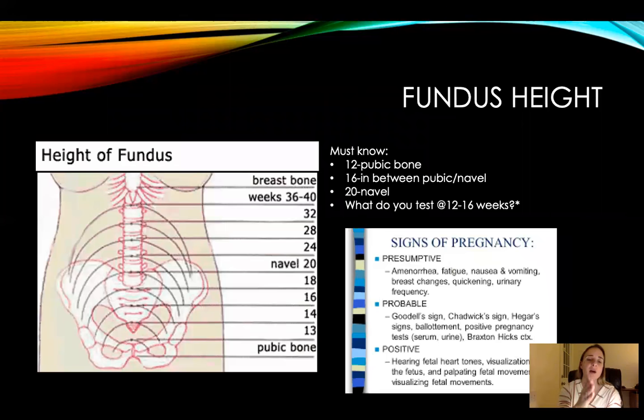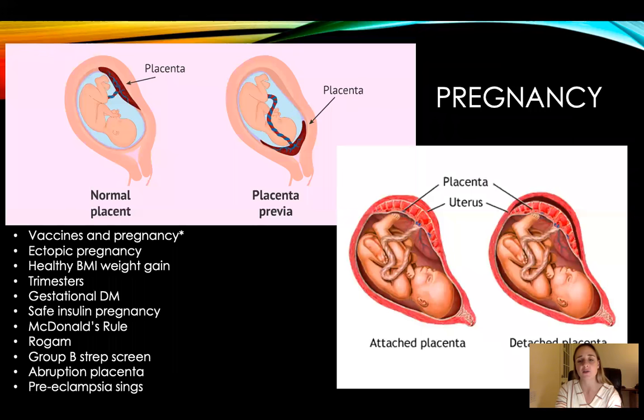We talk about the height of the fundus, because the test may ask you, at what fundal height should the fundus be at week 12? And you should know it's at the pubic bone. You don't have to know the numbers, but you have to know 3 of them. And my presentation shows you. You have to know if it's a presumptive, probable, or positive sign of pregnancy.